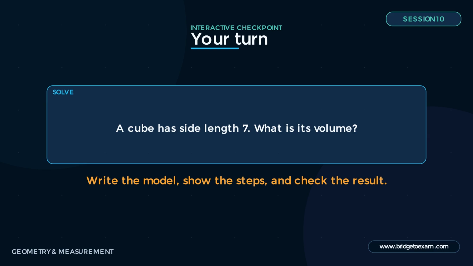Now it is your turn. A cube has side length 7. What is its volume? Write a formula or relationship before calculating, then use the next 6 seconds to finish your reasoning.